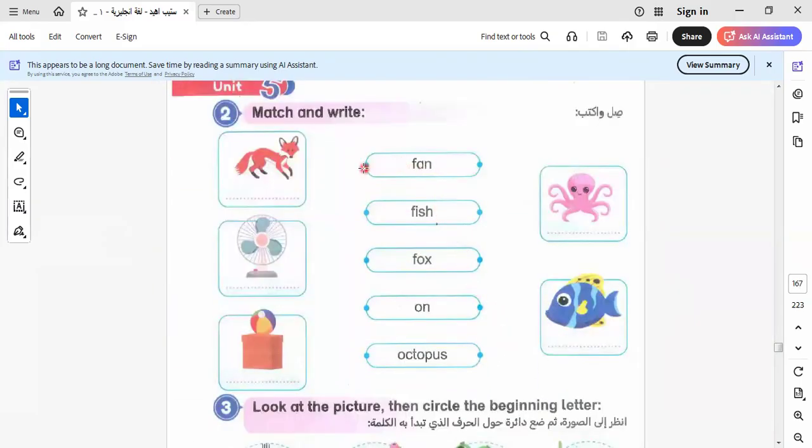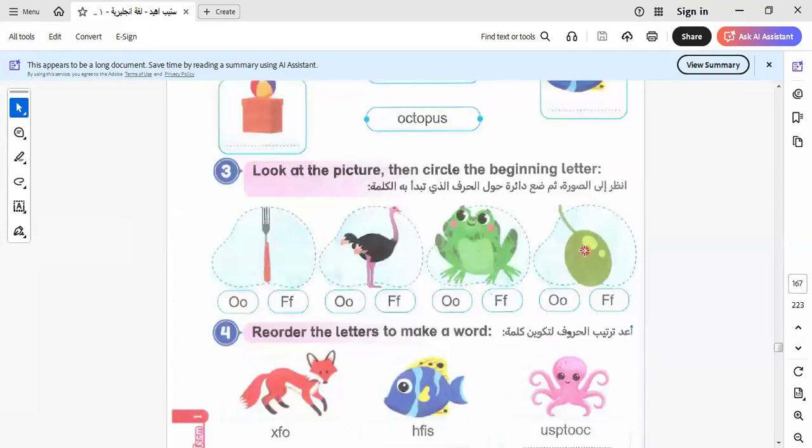Here is fan. Which one is fan? I select this one by this one. Fish, this one by this one. Fox, this one by this one. Which one is on? This one by this one. Octopus, this one by this one.